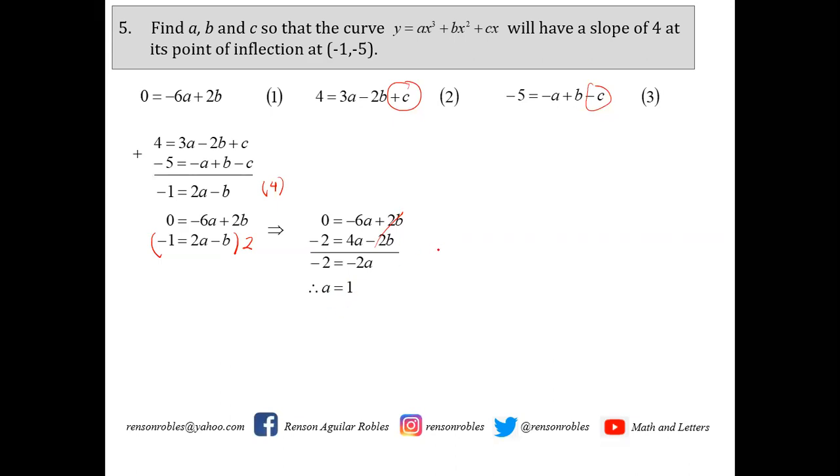Whenever a equals 1, we have -1 equals 2a minus b. We replace a by 1, so -1 equals 2 times 1 minus b. Simplifying and solving for b, b equals 3.